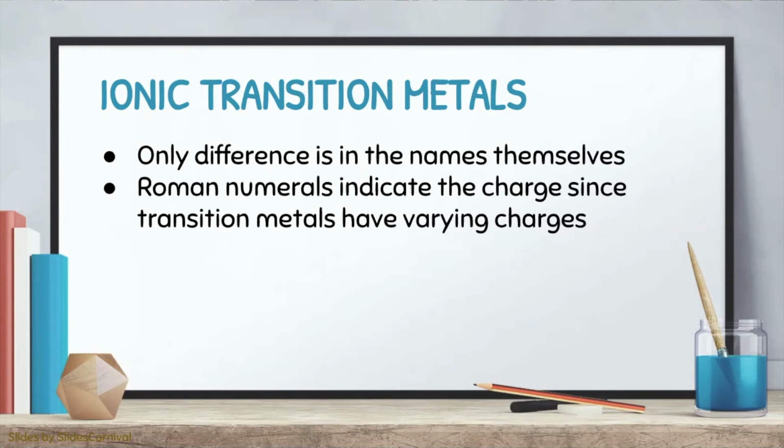Now for ionic compounds with a transition metal. The chemical formulas are the same, but the naming is different. Since most of the transition metals don't have a set charge, they counter the charge of the other element, and that has to be indicated with Roman numerals.